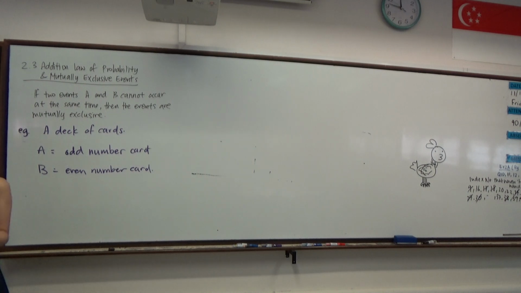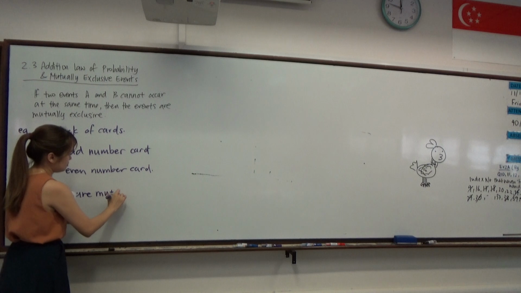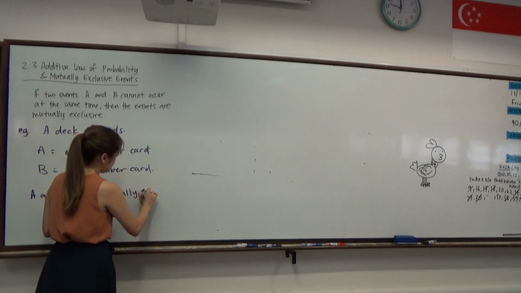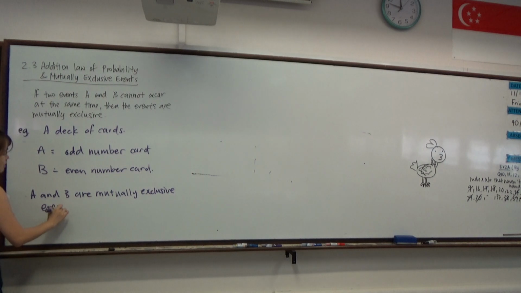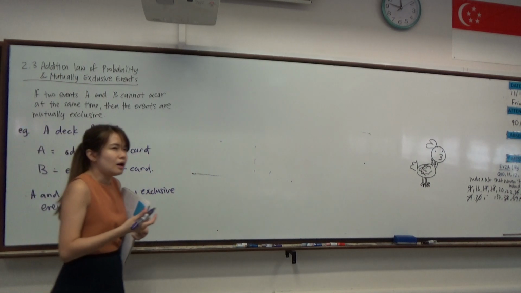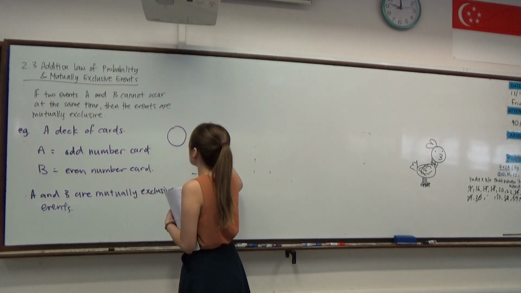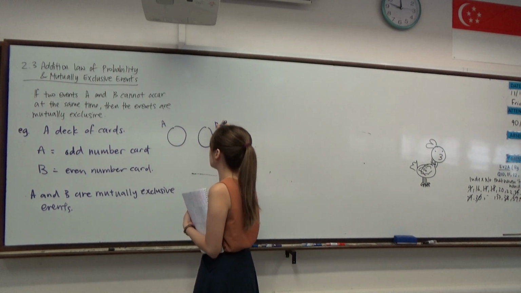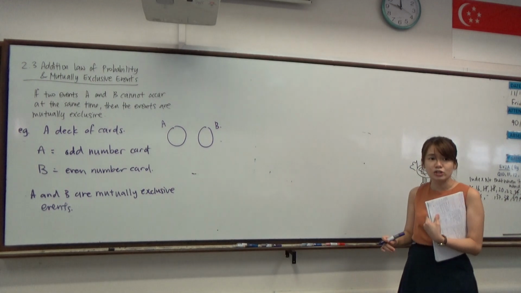There will never be an even number that is also odd, and there will never be an odd number that is also even. So we say that A and B are mutually exclusive events. If you want to say in a Venn diagram manner, you can consider it as a disjoint set situation. So they are disjoint.